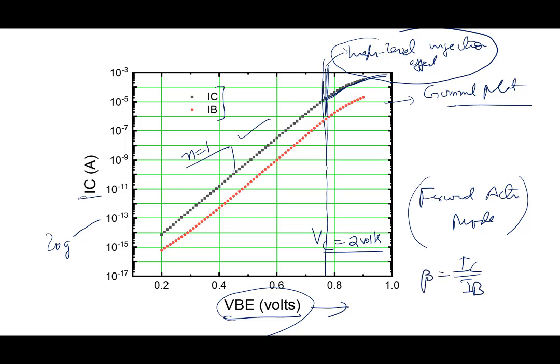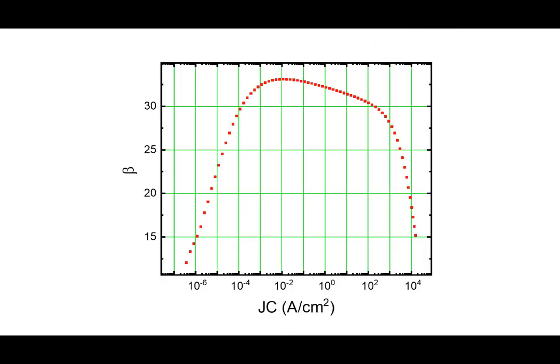Beta as a ratio is important. So let me show you the ratio. What happens as a result of this high level injection? Look at beta. This is a typical beta. These are a simulation, but similar things happen in experimentally measured transistors also. Look at beta here. Beta versus JC, current density.